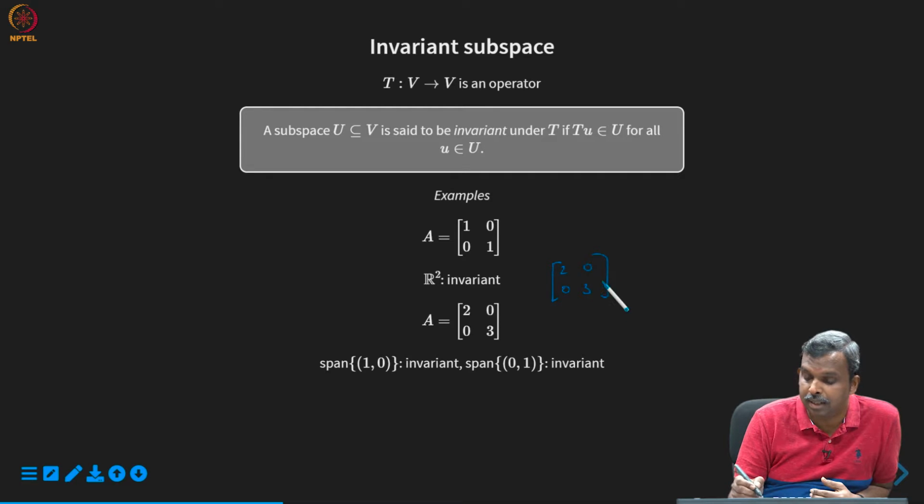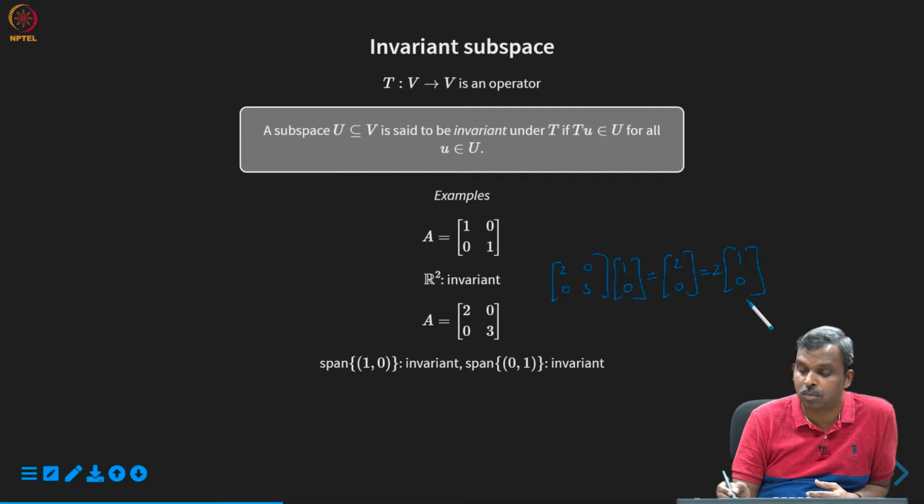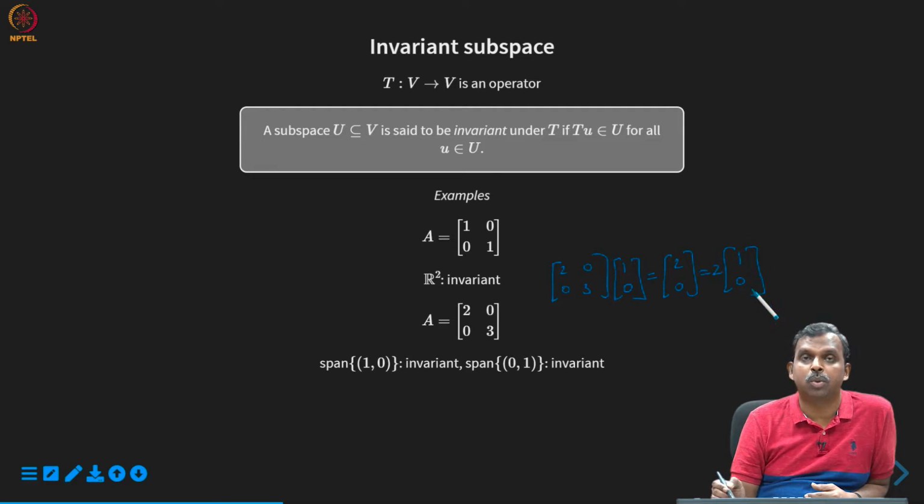You see it's diagonal. When I multiply by (1, 0), what happens? I get (2, 0), which is 2 times (1, 0). This is what's most important. Any vector in the x-axis is going to be some x times (1, 0). So if I operate with the matrix 2, 0, 0, 3 on x times (1, 0), what am I going to get? 2x times (1, 0). So I don't go outside of the subspace. Invariant.